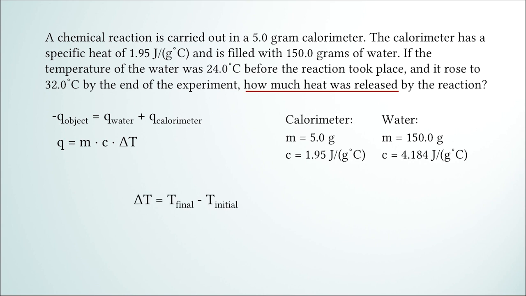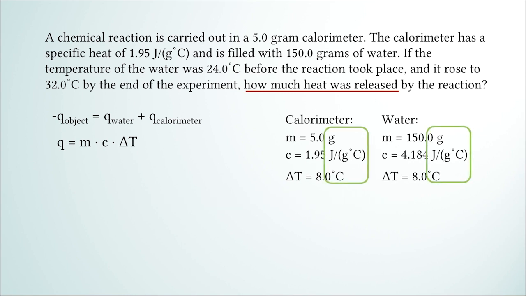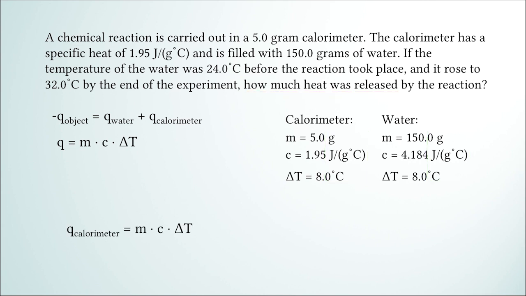Delta T equals the final temperature minus the initial temperature, or 32.0 degrees Celsius minus 24.0 degrees Celsius, which is 8.0 degrees Celsius. Our answer needs to be written to the tenths place. This change in temperature will be the same for the water and for the calorimeter. Let's check our units to make sure they agree with the units for specific heat. And they do. Now we can find the heat gained by the calorimeter.